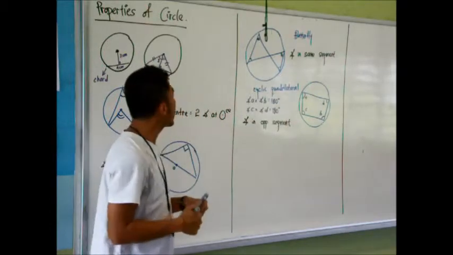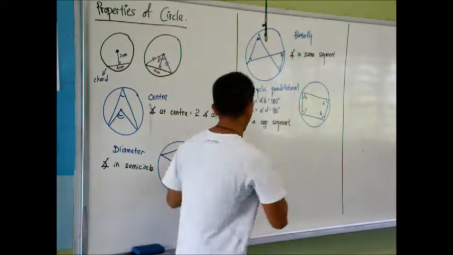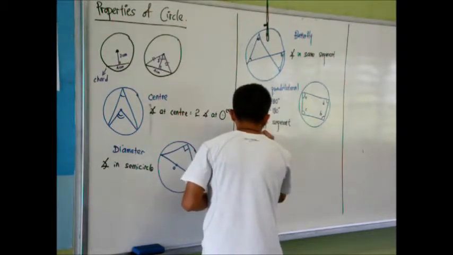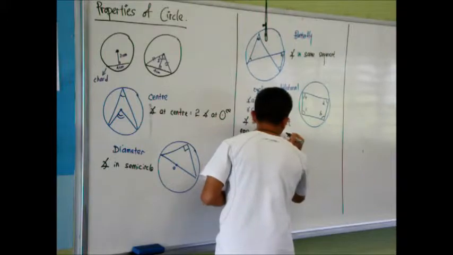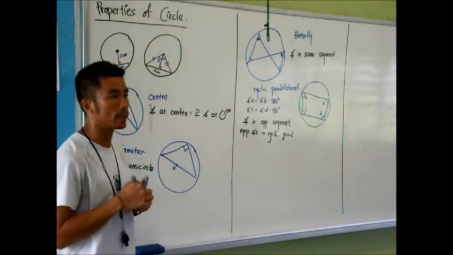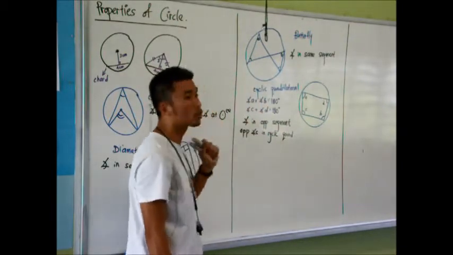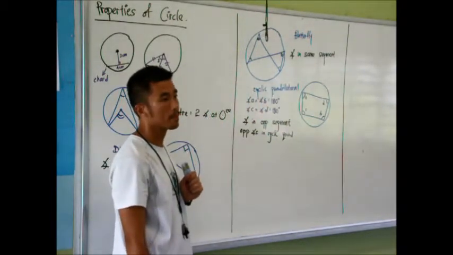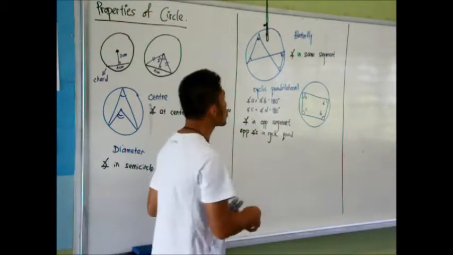But sometimes you may confuse same segment, opposite segment. There's another way: opposite angles in cyclic quad. The second one, confirm will not forget one. Okay, opposite angles in a cyclic quad. I will accept these two sets of reasons. Okay? One more. So take note.